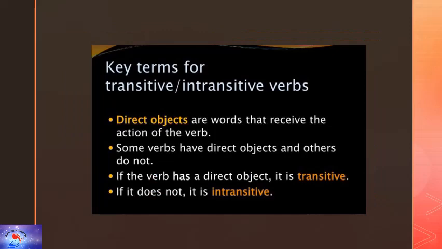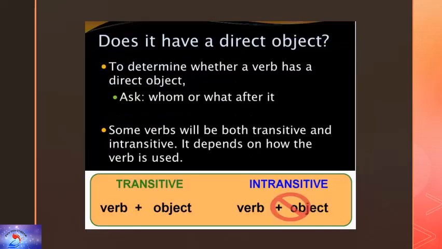Let us know the key terms for transitive and intransitive verbs. Direct objects are words that receive the action of the verb. Some verbs have direct objects and others do not. If the verb has a direct object, it is transitive, and if it does not have a direct object, it is intransitive. Let us know how to determine whether a verb has a direct object.